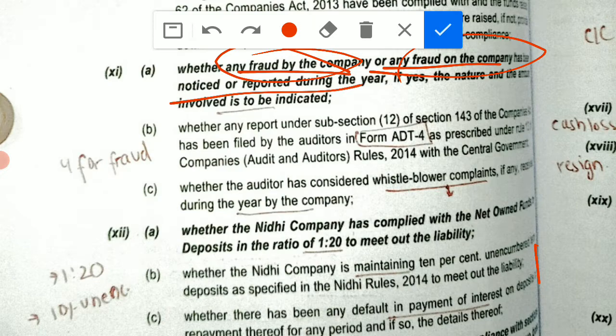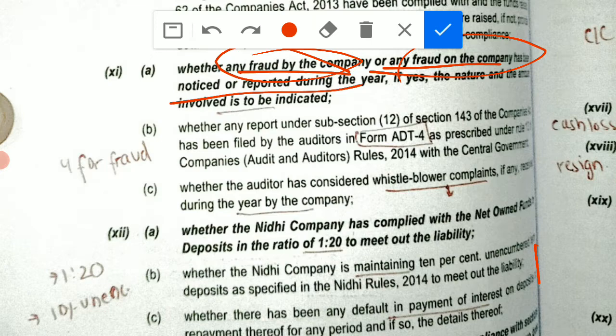Now, what do you mean by whistleblower complaints? You can write it down. Whistleblower complaint means secret complaints. That means you are the auditor and you came to know about something that was kept secret, but now, because you are aware of it, you cannot ignore it. Okay, so this is what a whistleblower complaint is.